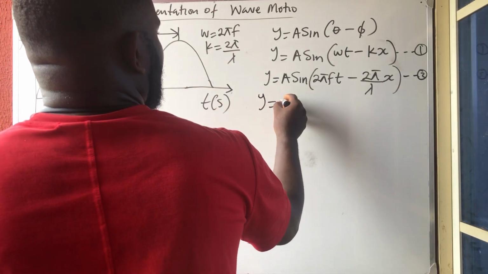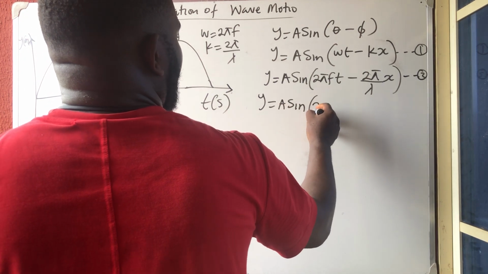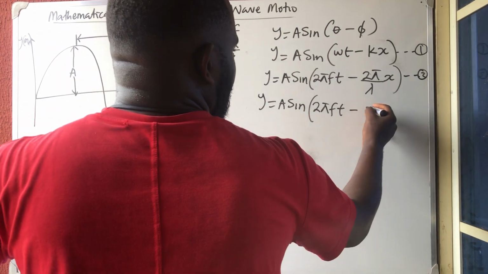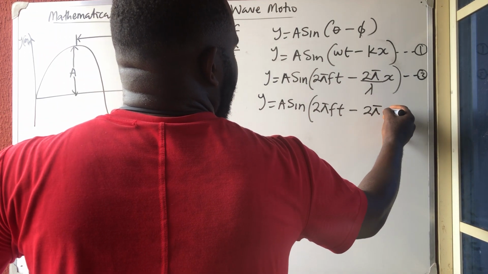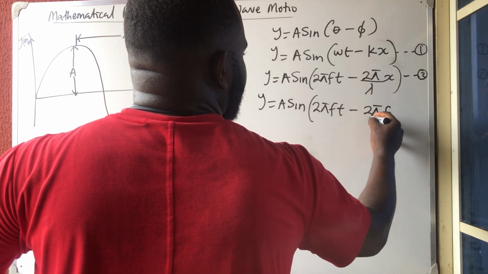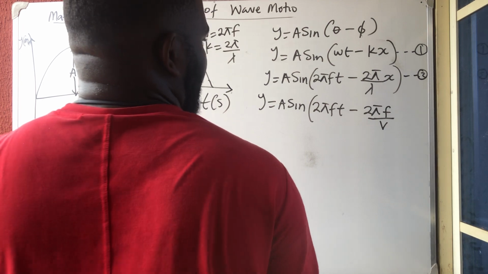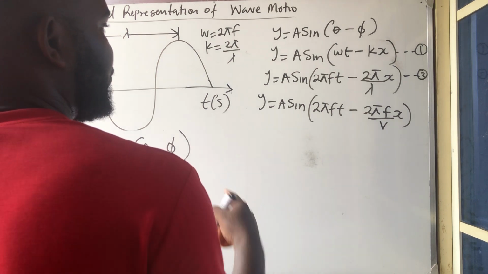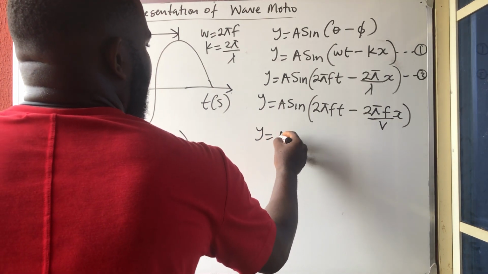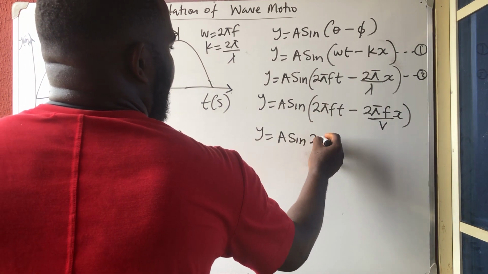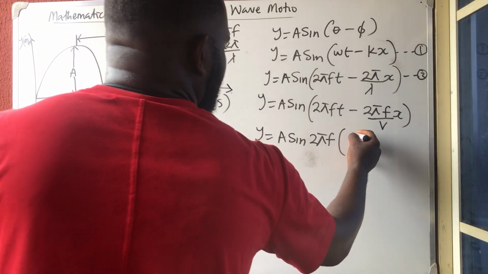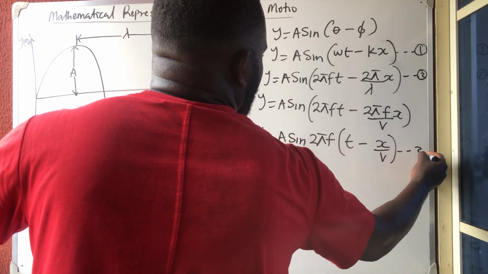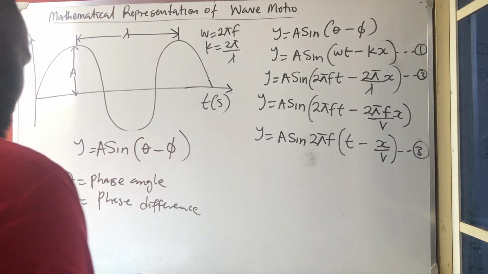We have y is equal to A sine, in bracket, 2 pi ft minus, don't forget that 1 over lambda gave us f over v, so 2 pi f over v x. So if we factorize, bringing out 2 pi f, we have y is equal to A sine, in bracket, 2 pi f times t minus x over v. So this is equation 3. These are the 3 main equations that you need to know.